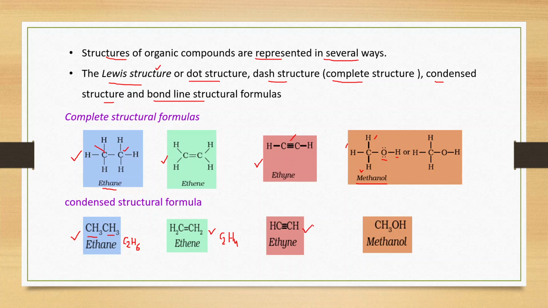And this is the condensed formula of ethyne. This may be further condensed as C2H2. And this is the condensed formula of CH3OH, that is methanol. Clear? In the condensed formula, we will not write the single bond. We will not mention the dash for a single bond. Clear?